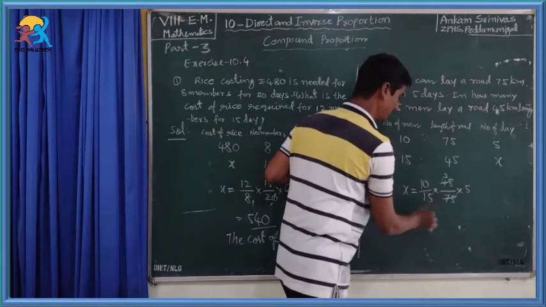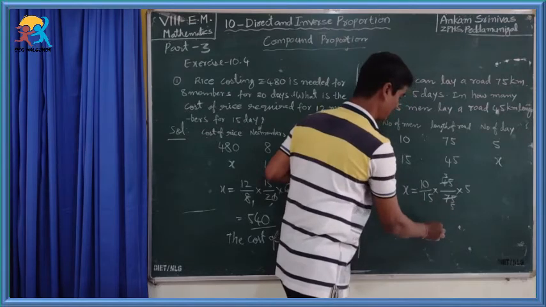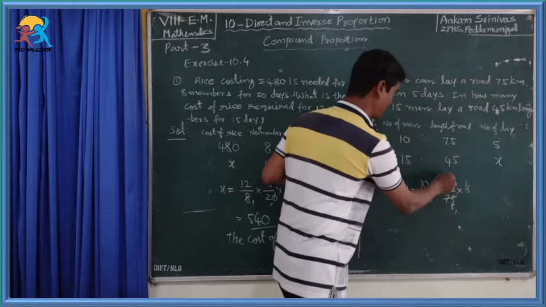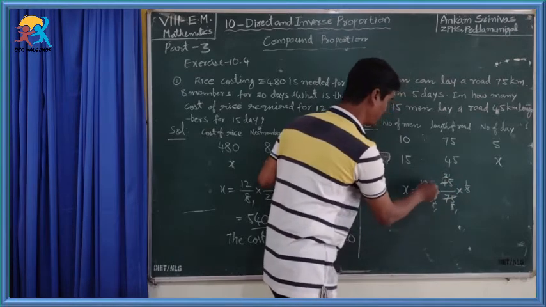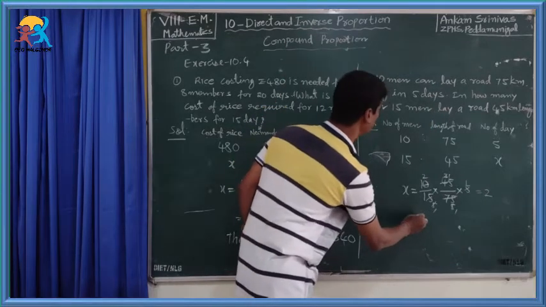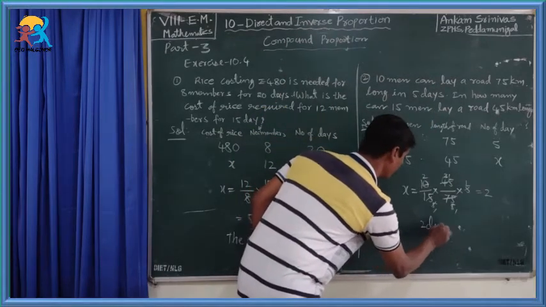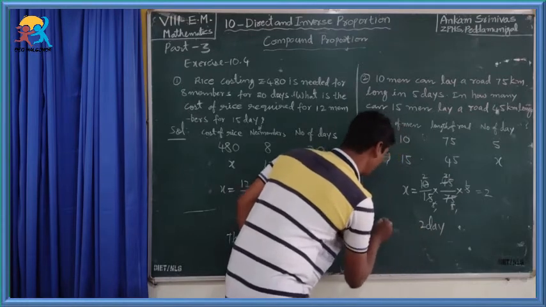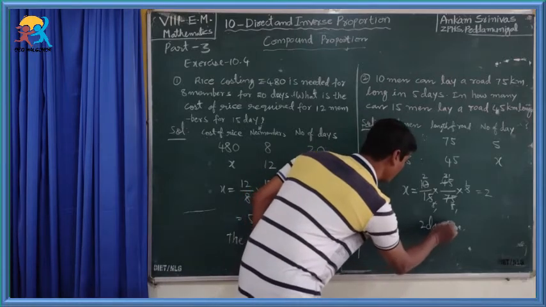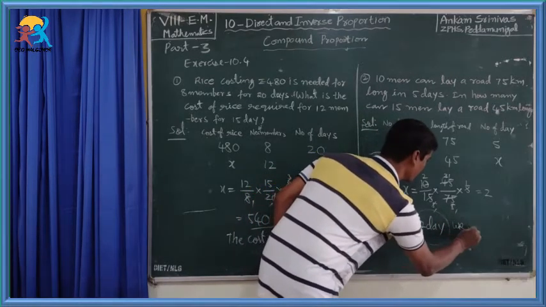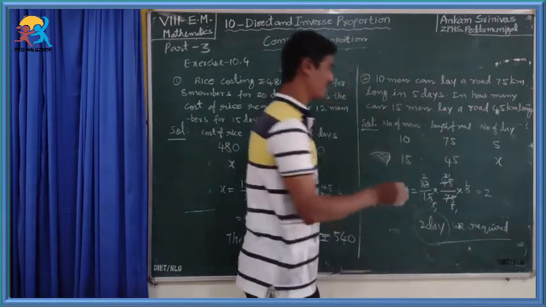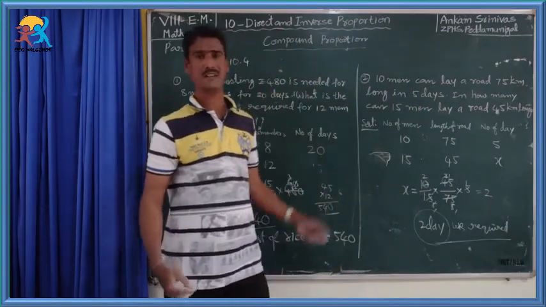15 3s are, 15 5s are, 5 1s are, 5 1s are, 3 1s are, 3 5s are, 5 1s are, 5 2s are equal to. So how long will we take here? 2 days. Required days are, we require 2 days. We required 2 days as per given condition.